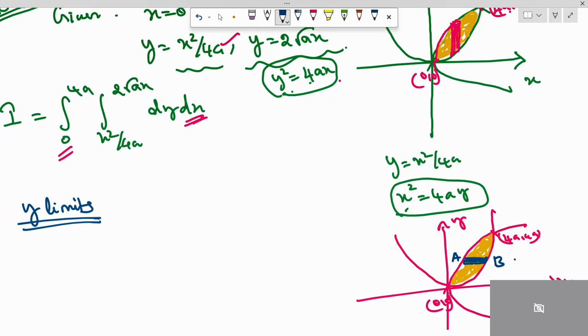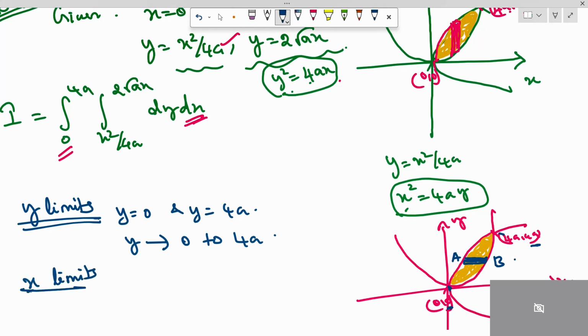Strip starting point, this point (0, 0), end (4a, 4a). Here the y value is 0, here the y value is 4a, which means y is equal to 0 and y is equal to 4a. Therefore y varies from 0 to 4a. Then calculate the x limits at a.